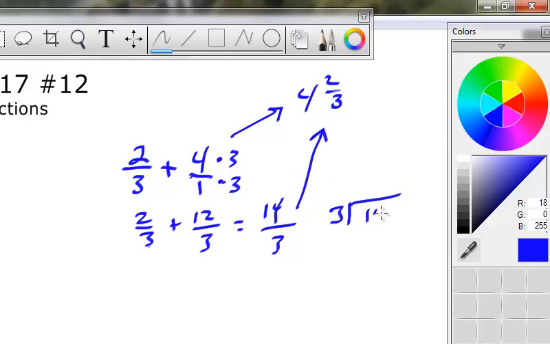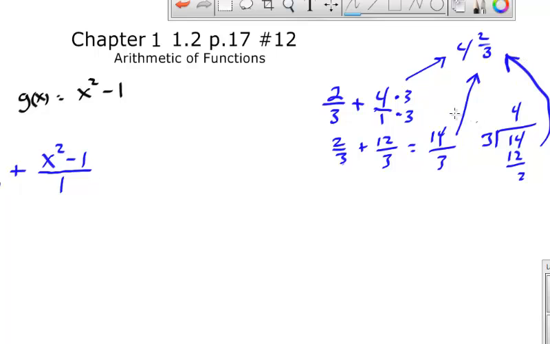Remember, you would divide the bottom into the top. This is all 5th grade fractions here. 4 and 2/3, like a clock, 4 and 2/3. So it would be the same as this. Now, we're going to do that here.